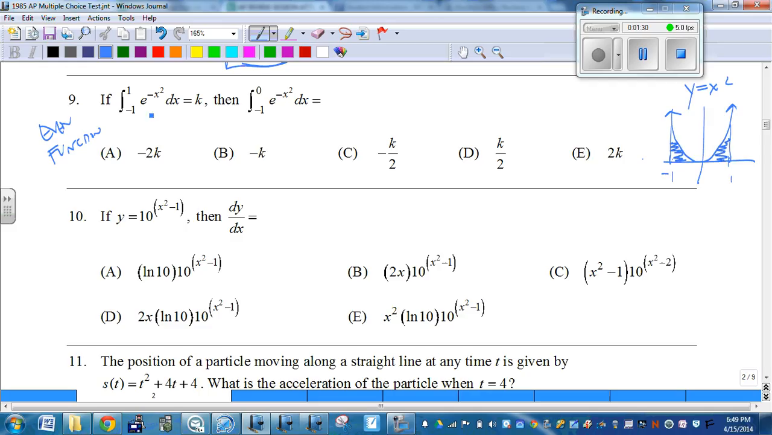So if the area under the curve from -1 to 1 is k, what's the area under the curve going to be from -1 to 0? Half of that. Right? So looking at this example, if all of this area together was k, then the area from here to here is only going to be half of that. So if it was like an odd function, like the other half was below the axis, then the area would be 0 to begin with. This area would have to be 0.